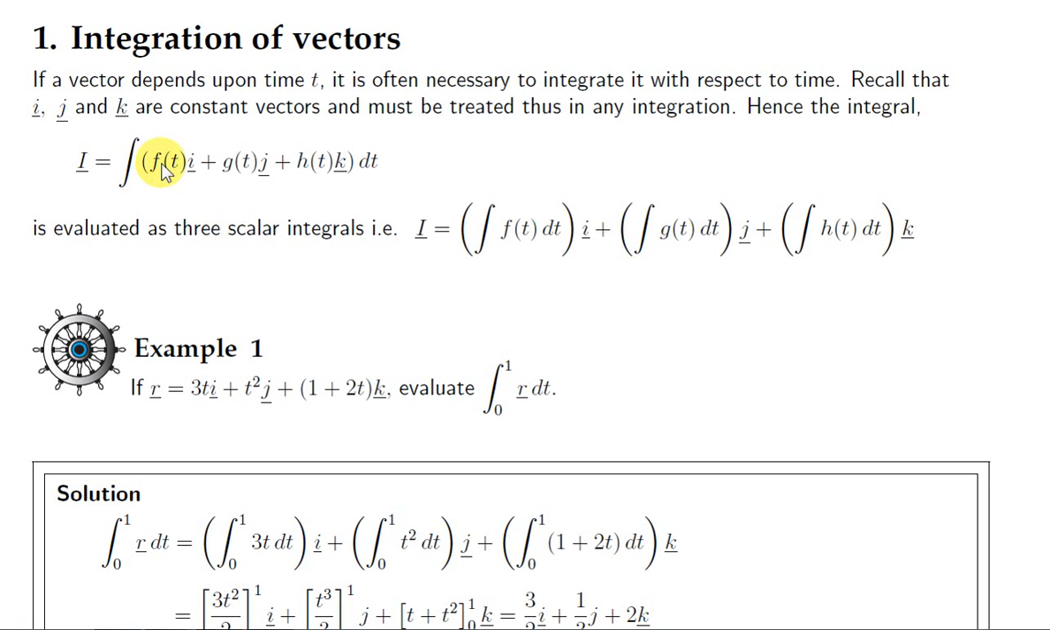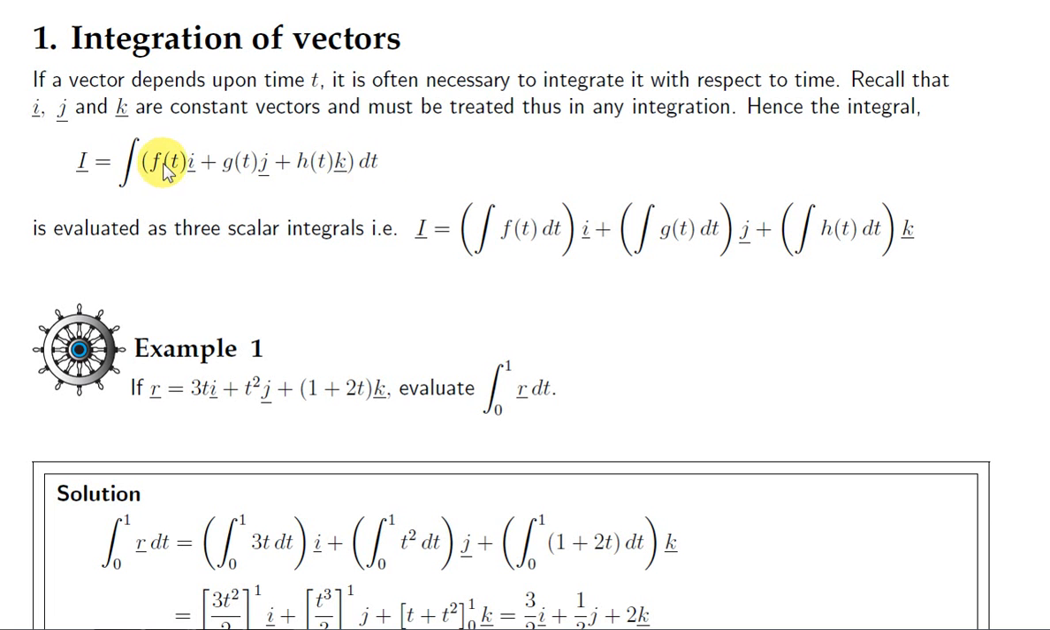Suppose we have the vector f of t i plus g of t j plus h of t k. So this is a vector in 3 dimensions that is a function of time. And we want to integrate this vector with respect to time. Now, since integration is really just the limit of a sum, we are essentially summing vectors here.